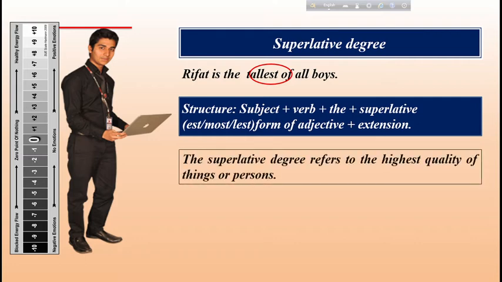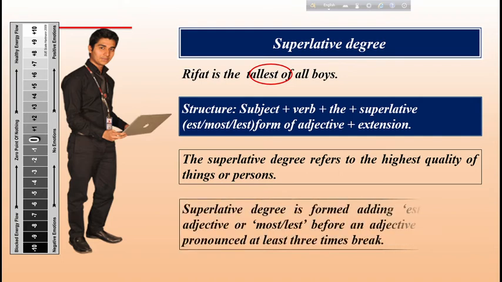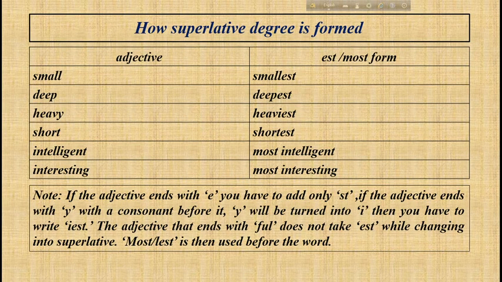The superlative degree refers to the highest quality of things or persons. Superlative degree is formed by adding est to an adjective, or most or least before an adjective when it is pronounced at least 3 times break. That means when it has more syllables. Dear learners, we can practice in this way.